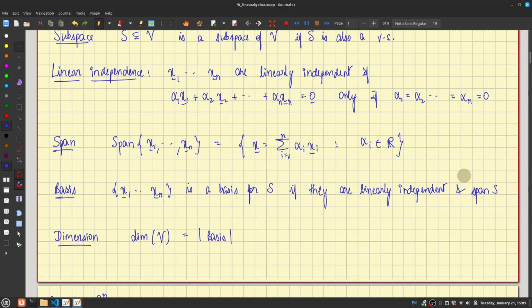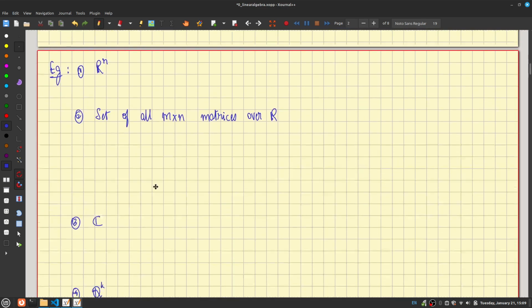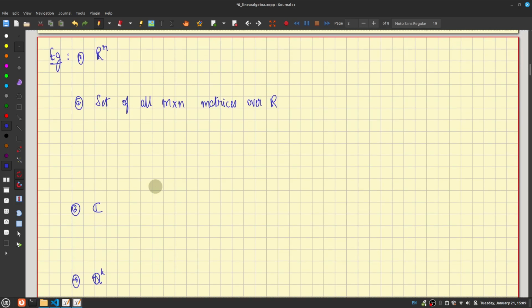And although the basis for a given subspace or a vector space may not be unique, the size of the basis is always unique for a given vector space, and that's what we call the dimension. Right? So this I assume you've all seen before, but let's very quickly go through some simple examples.